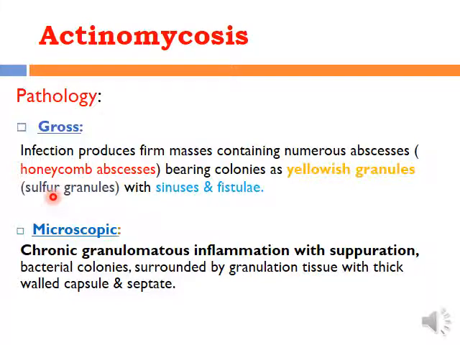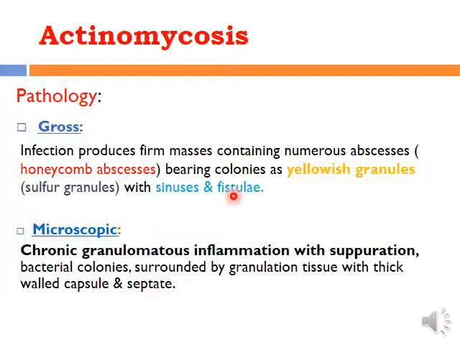These abscesses usually open to the surface of the skin or to the inside of the oral cavity by multiple sinuses and fistula, and the pus material along with such granules passes from such openings to the outside. This remains a characteristic feature of this disease.